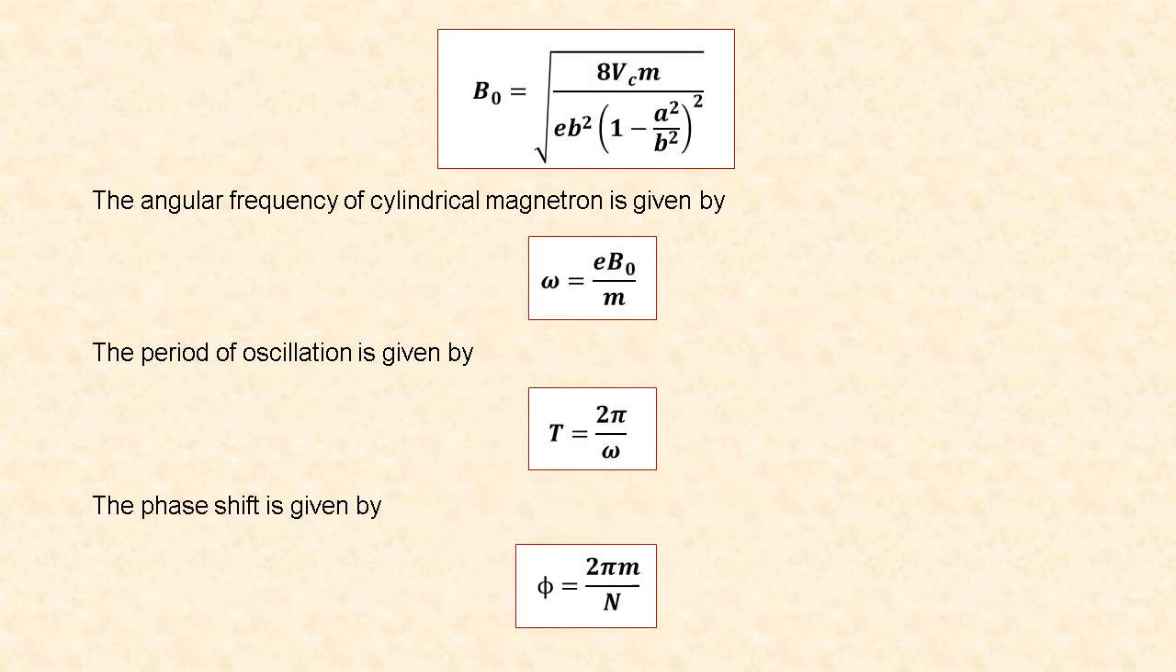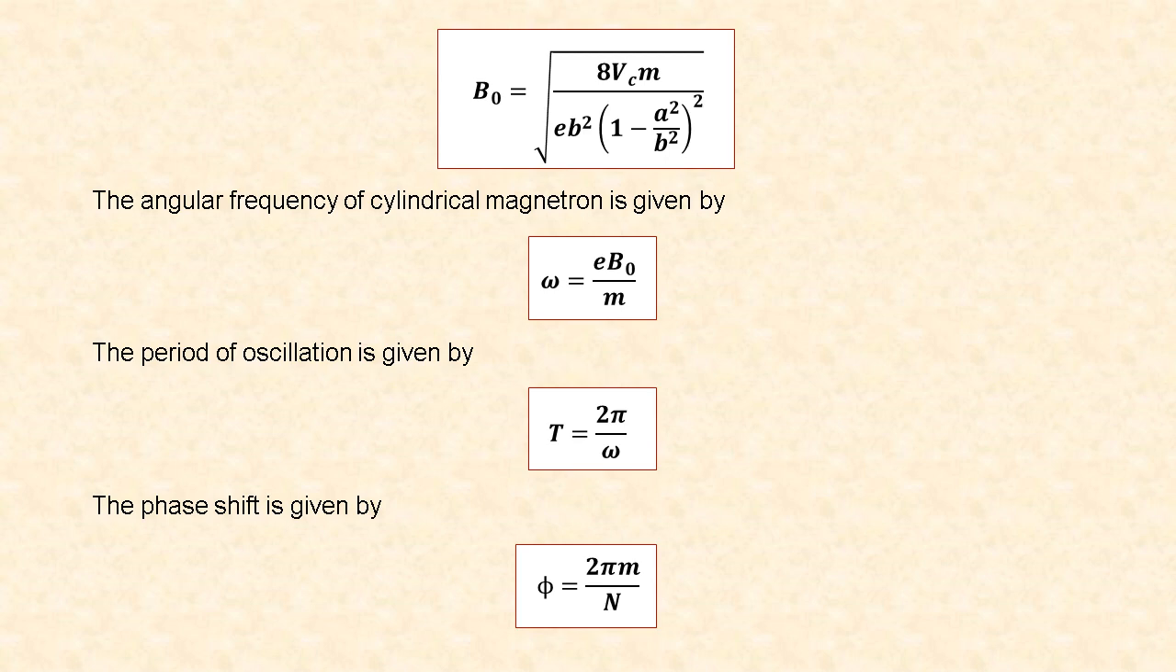Next, the cutoff flux density is given by B0 is equal to square root of 8 into Vc into m divided by E into B square into 1 minus A square by B square the whole square.